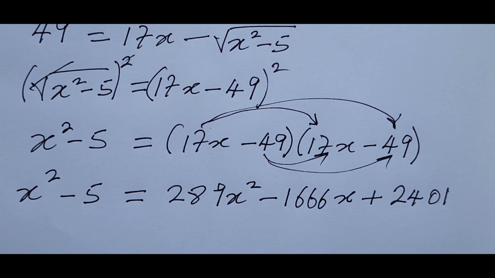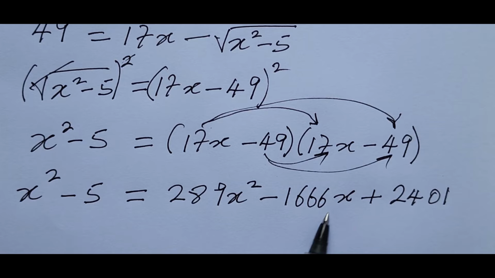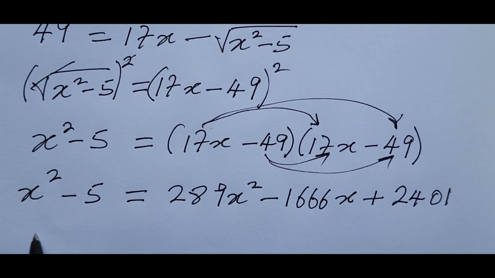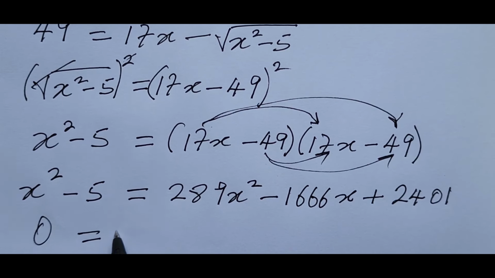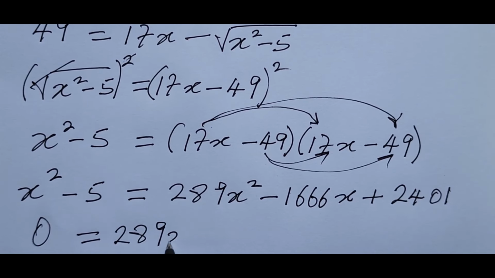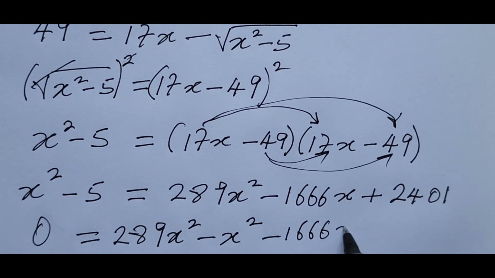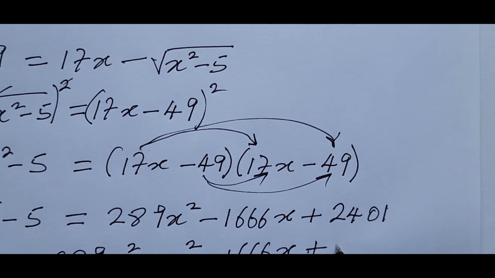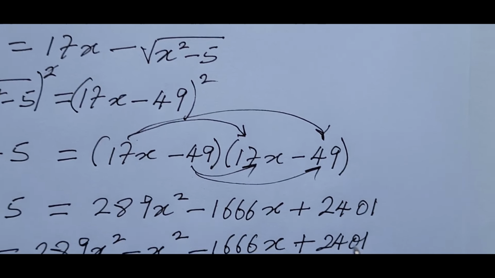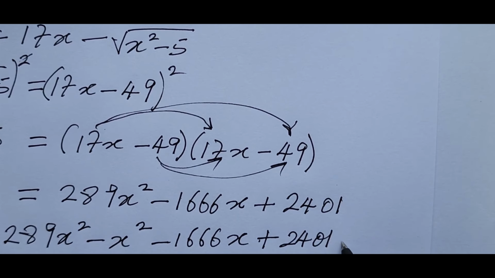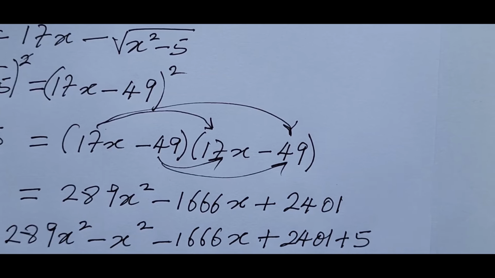So now we have x to the power of 2 here and x to the power of 2 here. We want to move all the quantity on this side to this side because this is bigger. And so this will give us 0 equal to 289x to the power of 2 minus x to the power of 2, then minus 1666x, then plus 2401, then this crosses to this side and turns to plus 5.